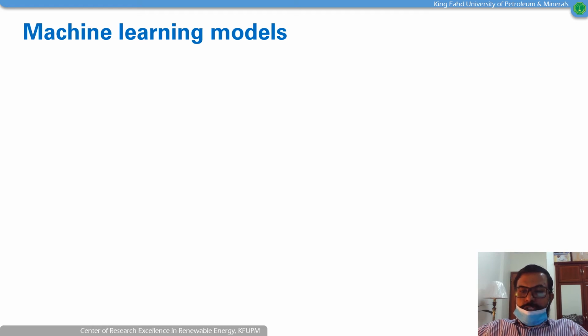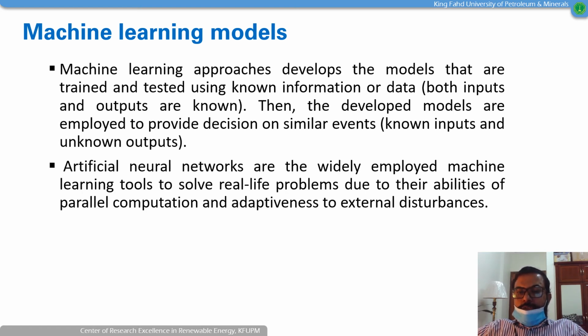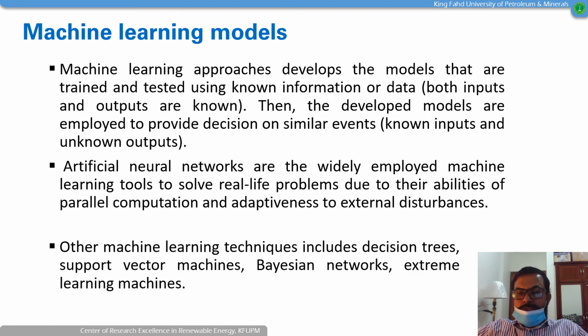Machine learning approaches develop models that are trained and tested using known information where both inputs and outputs are known. Then they are employed to provide decisions on similar events where only the inputs are known but the outputs are not. Artificial neural networks are widely employed machine learning tools in solving real-life problems due to their abilities of parallel computation and adaptiveness to external disturbances. Other machine learning techniques include support vector machines, extreme learning machines, and so on.